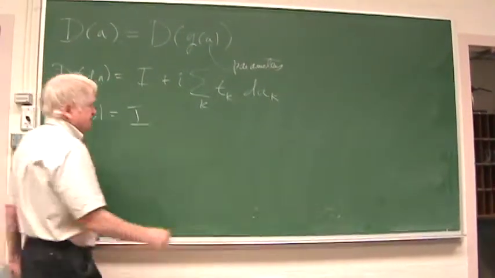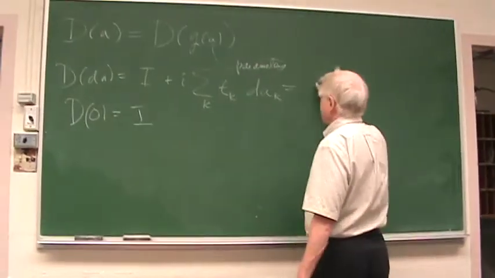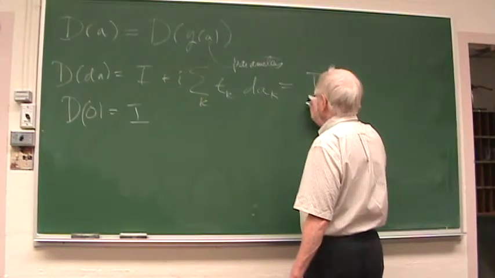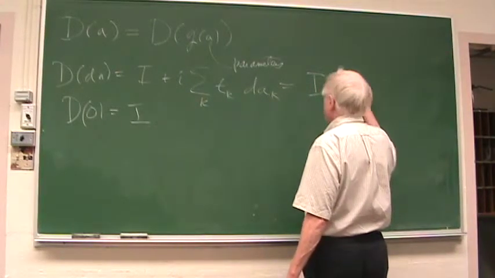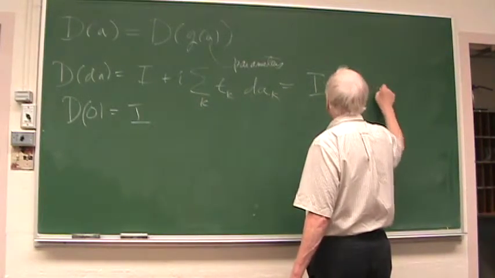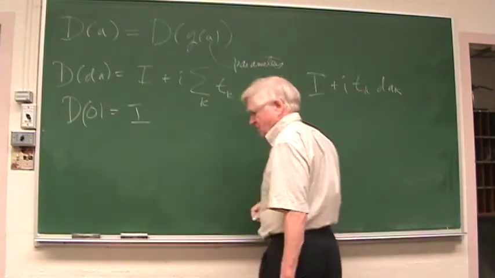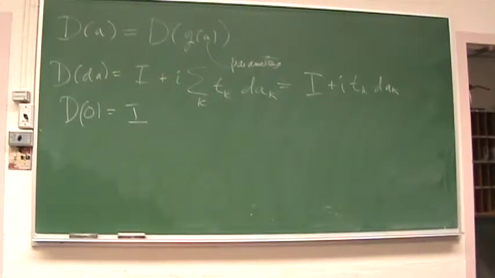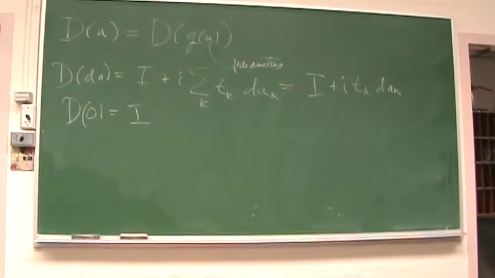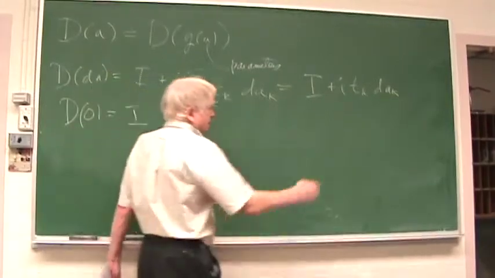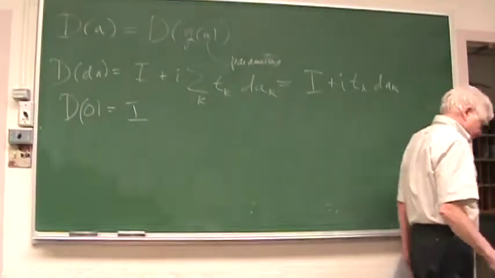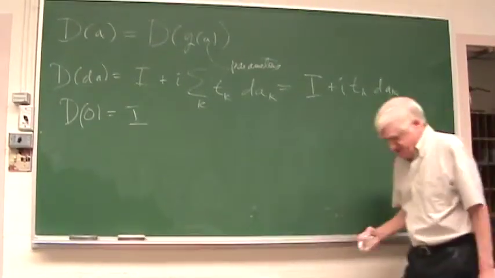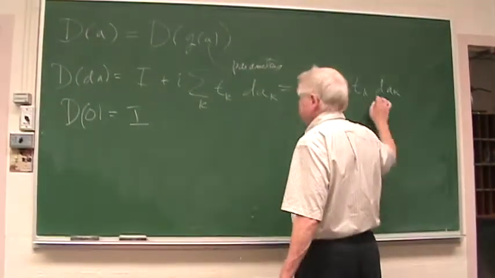Okay. Now, the first thing we're going to do is introduce a summation convention. I'm going to write this as the identity matrix plus T_K dA_K. So I'm just summing over K. And if we're talking about rotations, we sum over three values of K. If the rotation's about a fixed axis, then there would just be one generator.